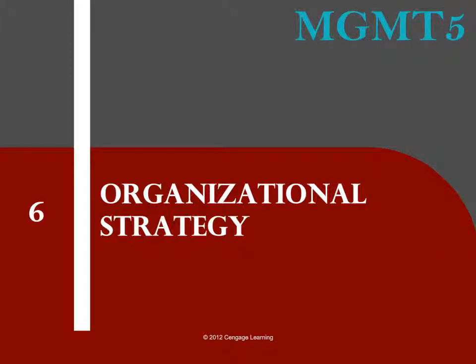This chapter focuses on strategic management. Strategic management provides overall direction to the company, defining the organization's objectives, developing policy and plans designed to achieve those objectives, and then allocating resources to implement the plans.